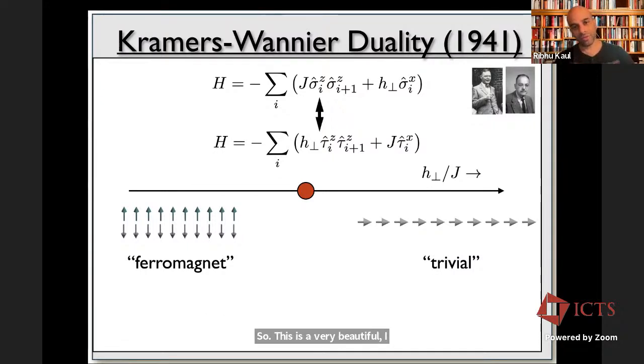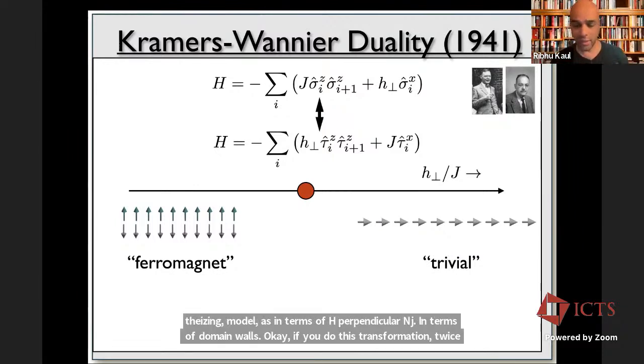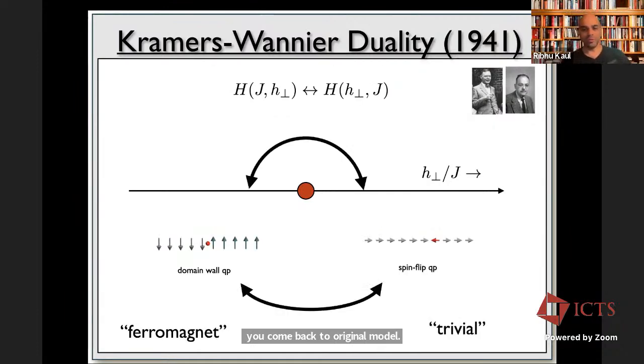And basically it shows that, if you think of the Ising model at coupling J and H perpendicular in terms of spins, that's the same as the Ising model with H perpendicular and J in terms of domain walls. Okay, if you do this transformation twice, you come back to the original model. So that's why it's called a duality. But it relates points in the phase diagram which are symmetric across the critical point.